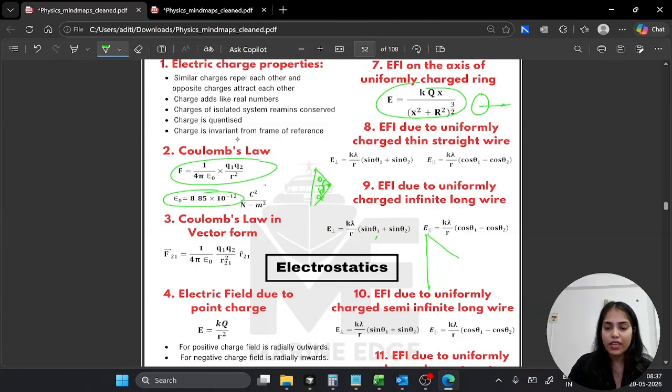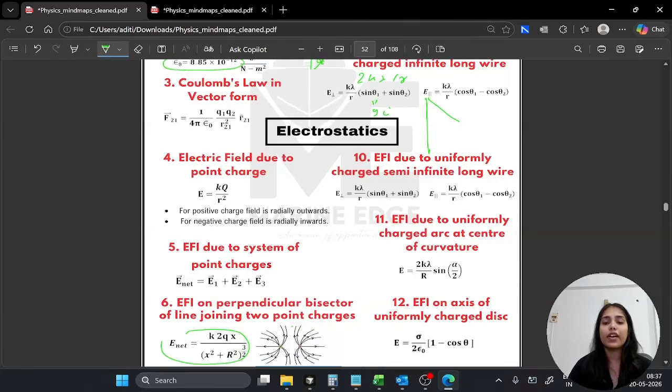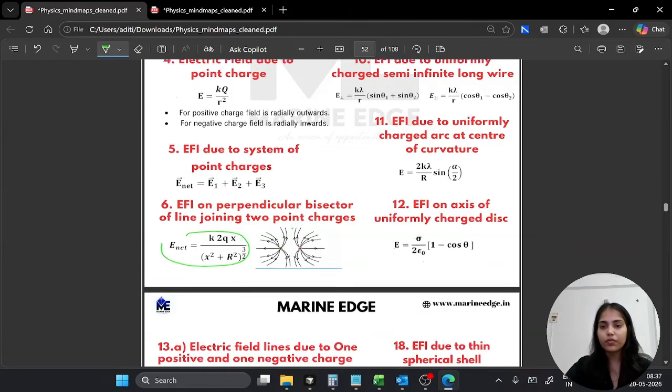Because this angle is very large, or this is almost equal to 90 degrees, you get 2K lambda upon R. Now, electric field due to uniformly charged semi-infinite long wire. One side is stretching constantly. The same concept is there also.